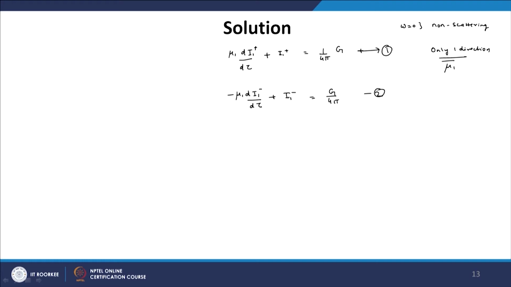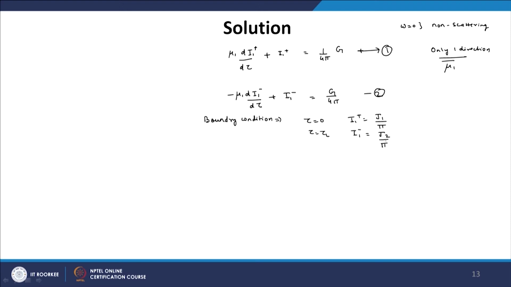The boundary conditions can be written as follows: at tau equal to 0, I 1 plus is equal to J1 upon pi, and at tau equal to tau L, I 1 minus is equal to J2 upon pi.